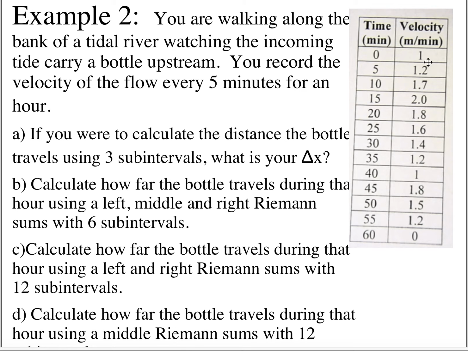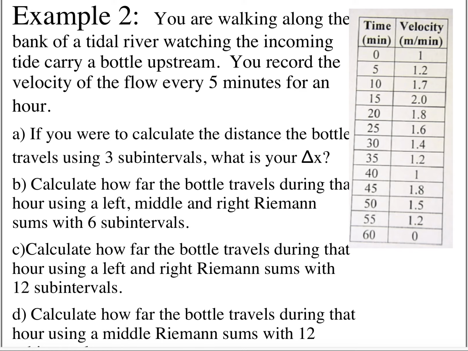So notice the velocity is in meters per minute and the time is also in minutes. The first thing I want you to do is figure out, if you were to calculate the distance the bottle traveled using 3 sub-intervals, what is your delta x? So going from 0 to 60, and I only wanted to use 3 sub-intervals. This is very similar to trapezoids. How do you figure out the width of those trapezoids? This is the same thing. How do you figure out the width of your rectangles?